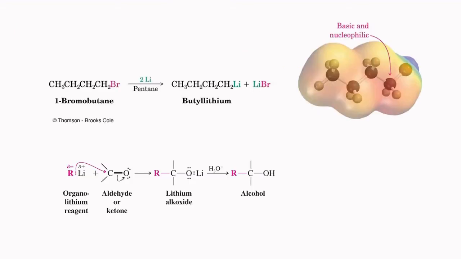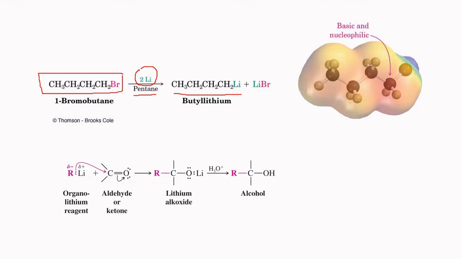Okay, let's take a look at an example of how the organolithium is made. So the first one here, if we have alkyl halide and then we react it with 2 lithium metal in pentane, we can afford butyl lithium, as drawn here, and also lithium bromide. So this organolithium reagent can be used in the reaction with aldehyde or ketone to give alcohol.